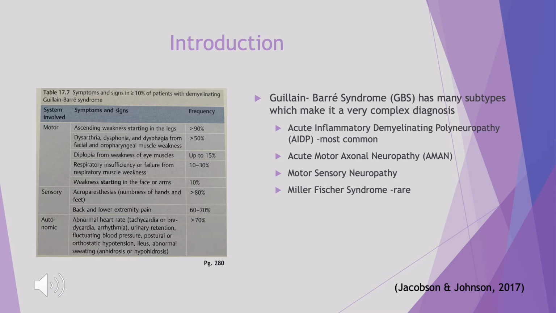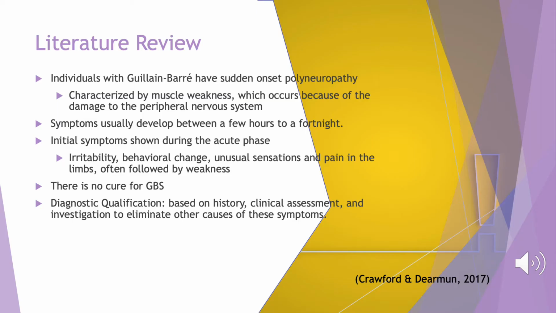To the left is a nice figure that describes symptoms and signs, and also involving frequency, of demyelinating Guillain-Barré syndrome. Research done by Crawford and Dearmum shows that individuals with Guillain-Barré syndrome have sudden onset polyneuropathy, which is characterized by muscle weakness, which occurs because of the damage to the peripheral nervous system. Symptoms usually develop between a few hours to a fortnight.